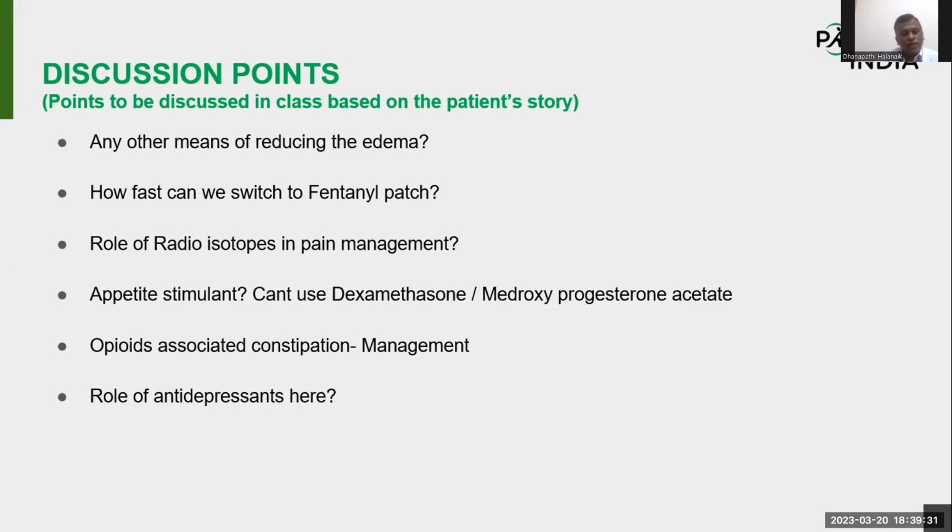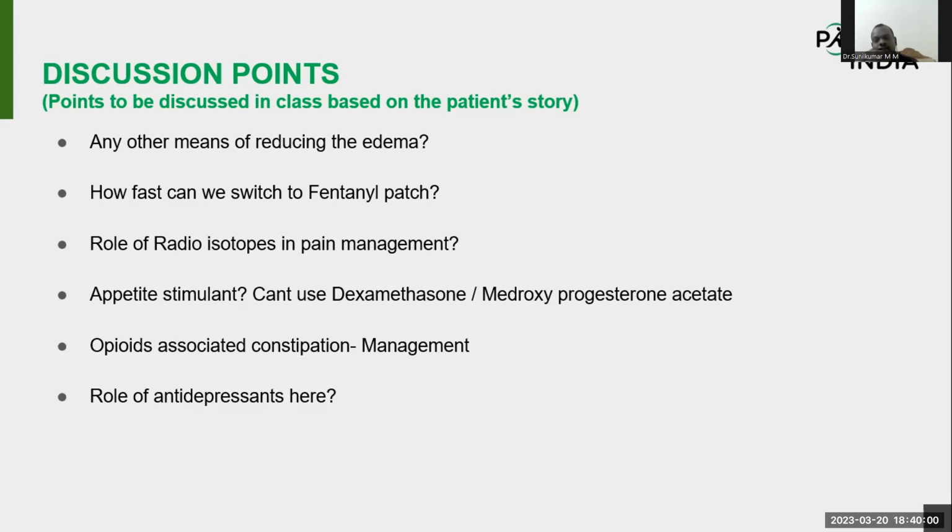So after giving isotopes, we have to follow up the patient, and gradually we can step down the morphine dose. So that one we can try. Sometimes after giving these isotopes for bone pain palliation, we can reduce the morphine doses. So that possibility is there.